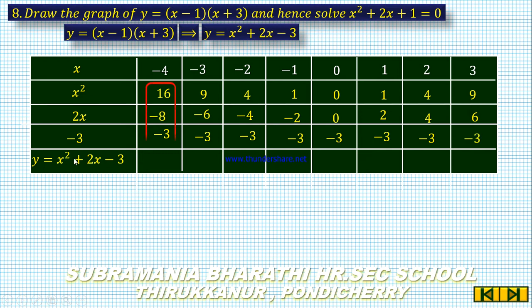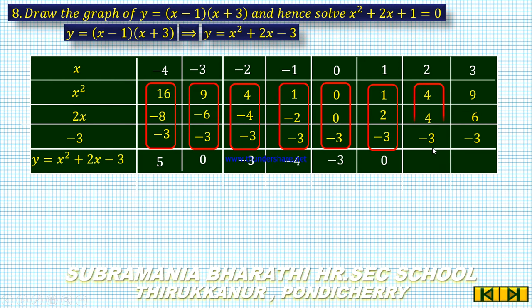Now we want to simplify this according to these conditions, x square plus 2x minus 3. Now 16 minus 8 minus 3, this is minus 11 plus 16, answer is 5. If we simplify this, the answer is 0. Minus 4 plus 4 is 0, there is a minus 3. Next, minus 5 plus 1, answer is minus 4. Here minus 3, 3 minus 3 is 0, 4 plus 4 is 8, 8 minus 3 is 5. Here 15 minus 3 is 12.